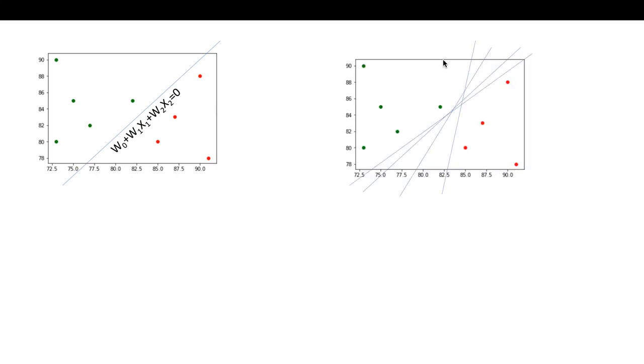It can happen for any of the lines that we see in this second picture, right? So all are classifiers, and all classify the plane into two halves, and the opposite classes belong to the two different halves. So for different sets of w0, w1 and w2 we get different lines, and the logistic regression may learn any of these lines.